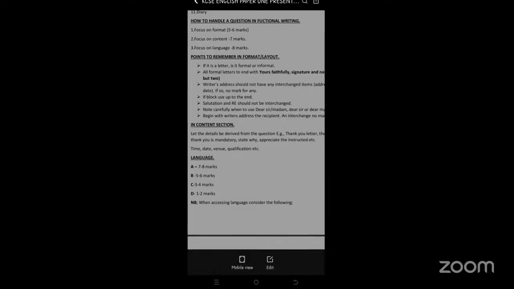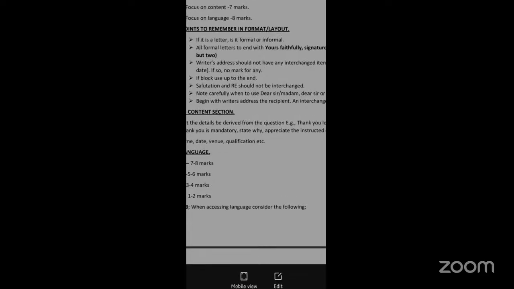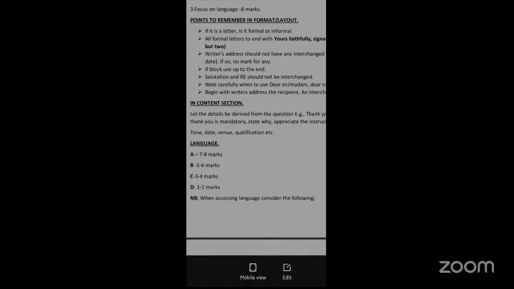Utaangalia what is needed. Finally, we have the marks for the language. Yes, 7 to 8, 5 to 6, whatever. I want to explain that. Umenotice A, 7 to 8, B, 5 to 6, C, 3 to 4, D, 1 to 2. I want to explain that. Give me a minute. Let me use this diagram to explain.